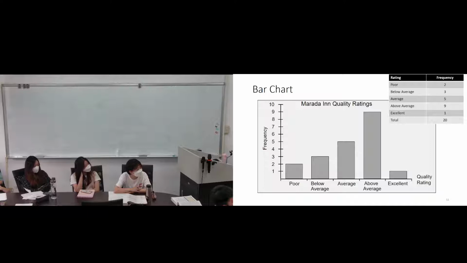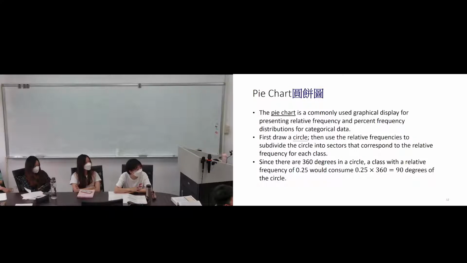Let's see that all the 5 bars are separated. That's the bar chart. The other one is the pie chart.